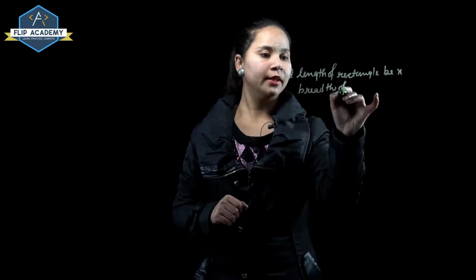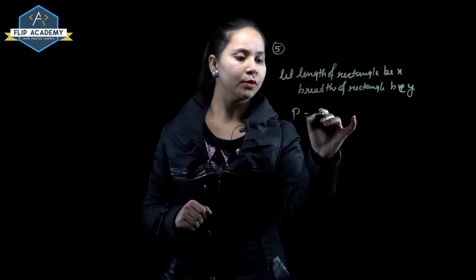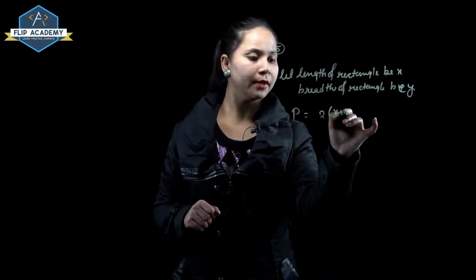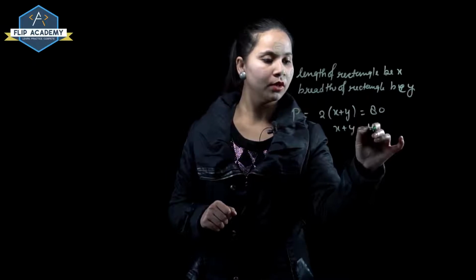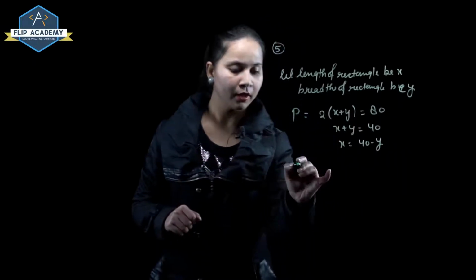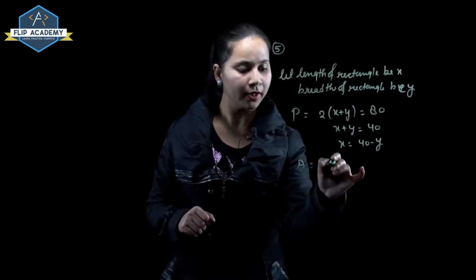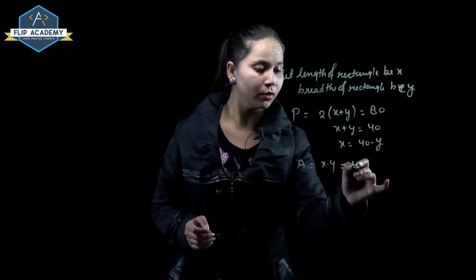Mention it: let the length of the rectangle be x and the breadth of the rectangle be y. Now perimeter is equal to 2(x plus y) and it is equal to 80. So x plus y is equal to 40, so x equals 40 minus y. Now area is equal to x into y, because the area of a rectangle is length into breadth. So x into y is equal to 400.